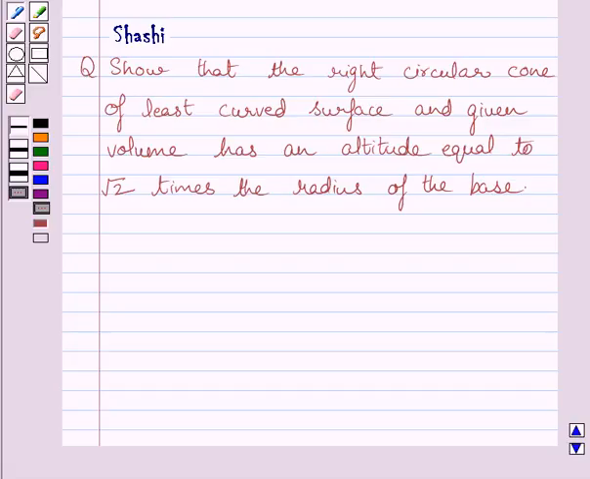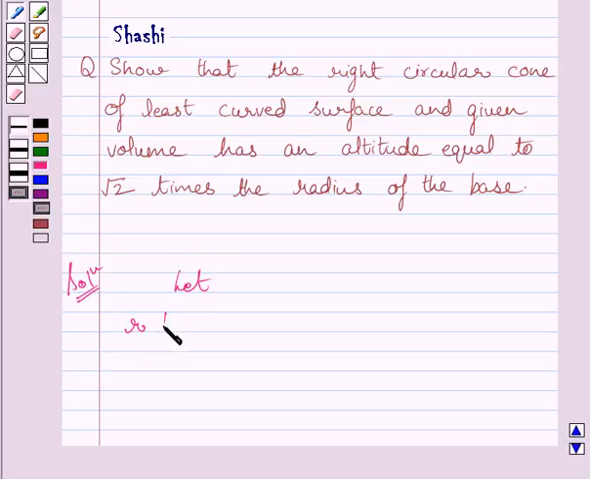Question says, show that the right circular cone of least curved surface and given volume has an altitude equal to root 2 times the radius of the base. Let us now start with the solution.